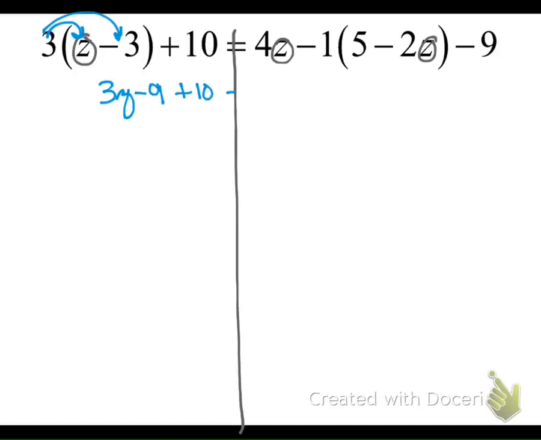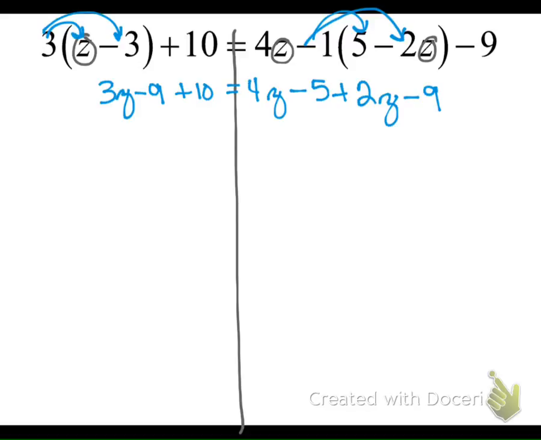Okay, on my right side, what do I do first? Distribute using what number? -1. So I'm not going to do anything with that 4z, so I'm going to bring that down. Then what's -1 times 5? -5. Then we're going to distribute -1 times what? -2. So what's -1 times -2? Positive 2z. And then what do I bring on down?